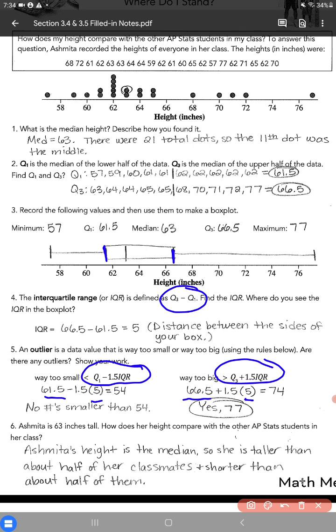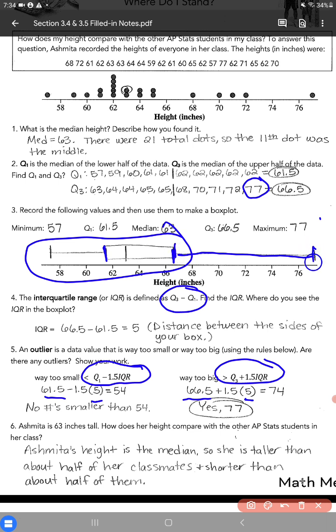So when I look at my data, I actually do have a number bigger than 74. It's 77. So 77 would be considered an outlier. And I could kind of tell that by looking at my box plot, because look how long this whisker is. So most of your data is down here, and then you have this really long gap between your box and that next whisker. So that was kind of an indication this box plot was skewed to the right. So that was kind of an indication that I was going to have a high outlier. Okay?